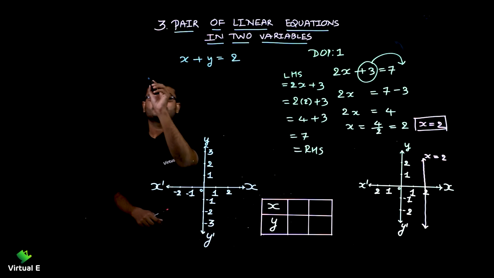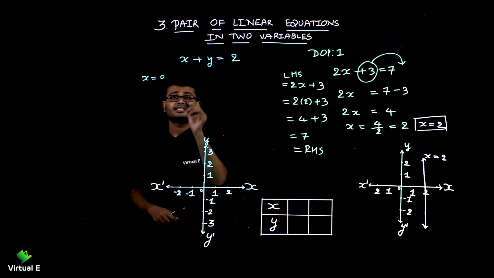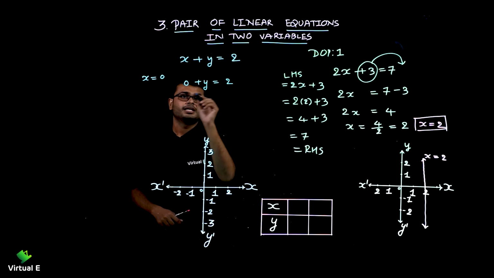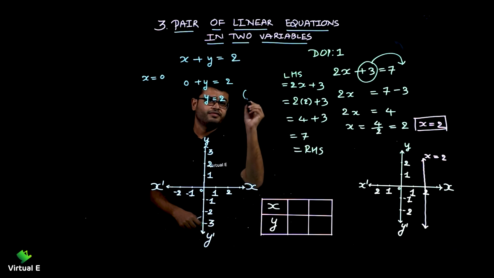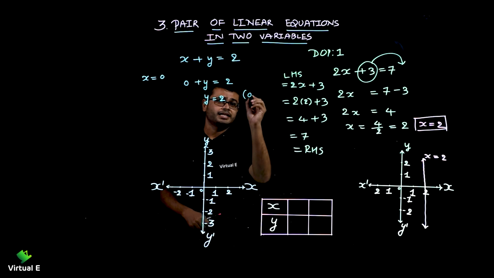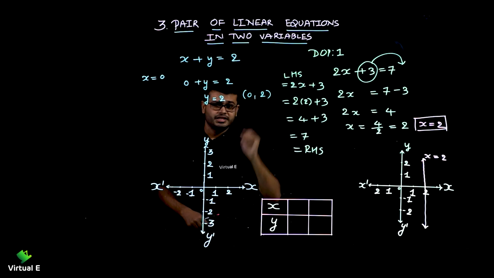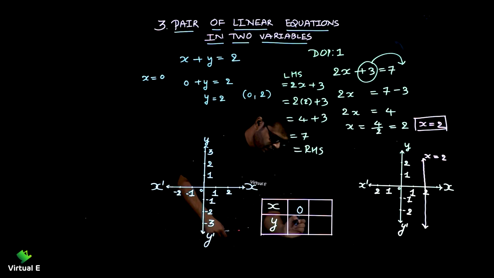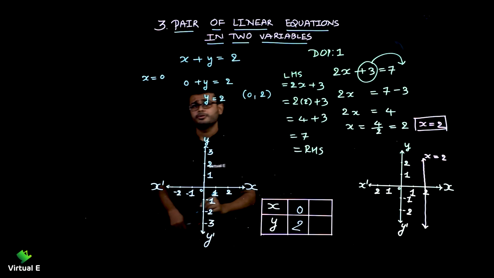So let me take x is equal to 0. If I take x is equal to 0, it makes sense that 0 plus y is equal to 2. That will give me y is equal to 2. So my first coordinates are x is equal to 0 and y is equal to 2. Let me substitute over here, x is equal to 0 and y is equal to 2.